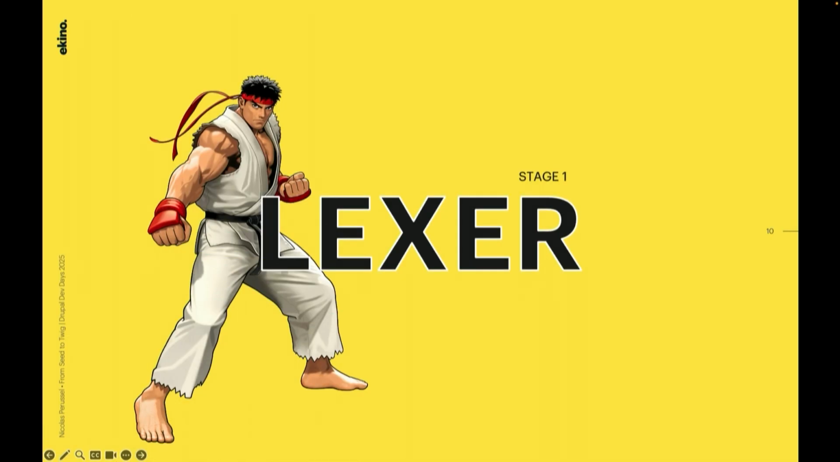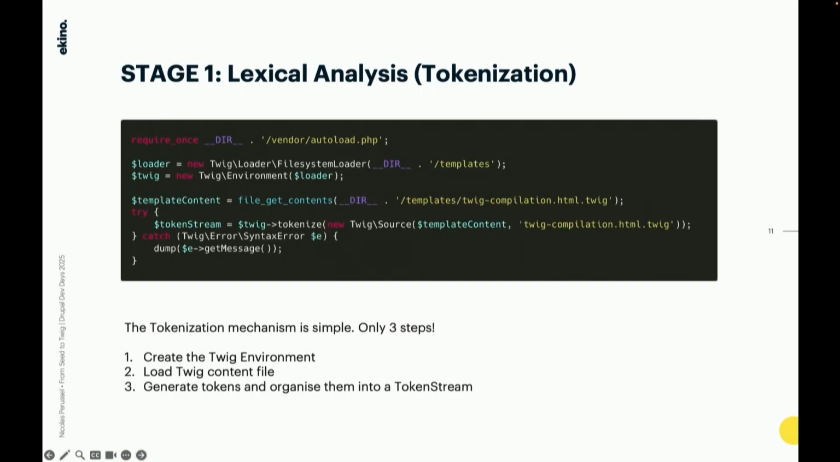Let me introduce the first stage, the lexer. The lexer is the first step of the compilation process. Here is a very simple example of how to do this with Twig in PHP. The first thing to do is to decompose the load method and the render method that were in the previous slides. And the first thing to create is to call the tokenize method on the Twig environment to produce a token stream. There are a lot of keywords here. Let's deep dive inside.